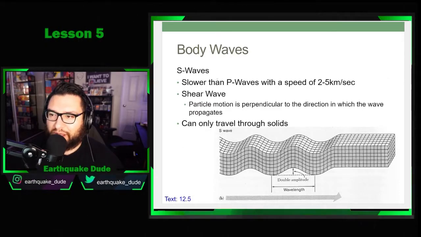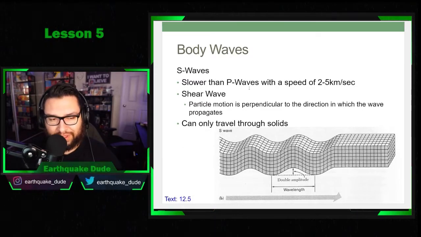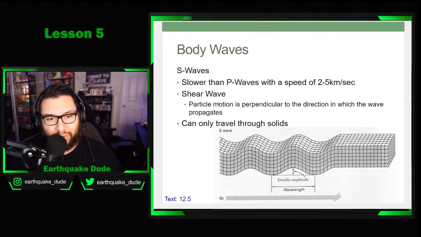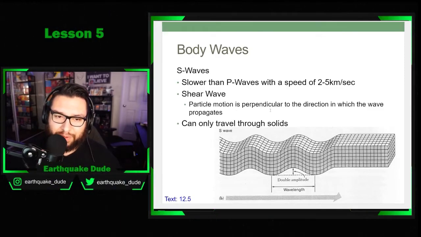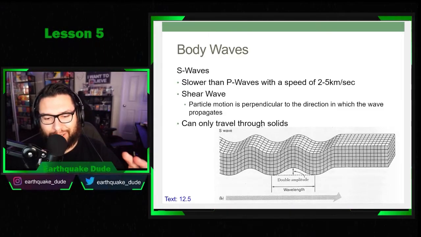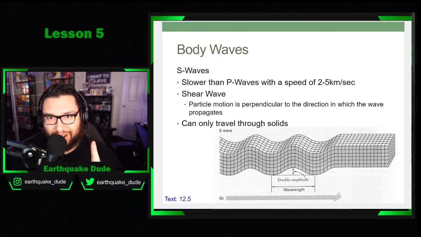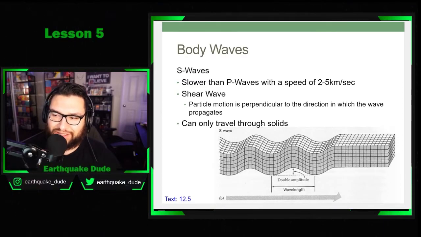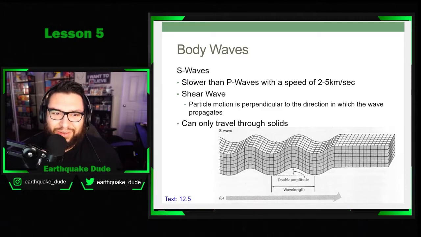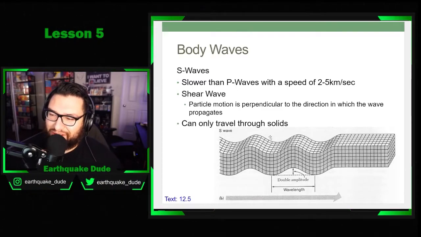Now, the S wave is slower than the P waves, but still faster than the surface wave. And they travel around 2 to 5 kilometers per second, and they're more of a shear wave, which means the particle motion is perpendicular to the direction in which the wave propagates. And the little important detail here for S waves, they can only travel through solids. That's how we know the Earth's core is made of liquid, because we lose these S waves throughout there. But that's a story for another time.